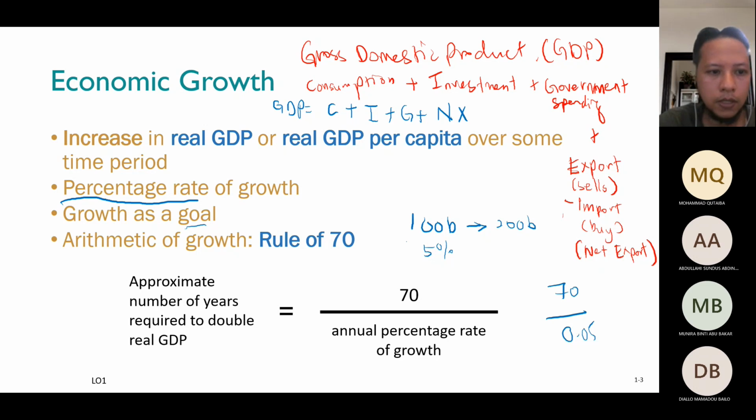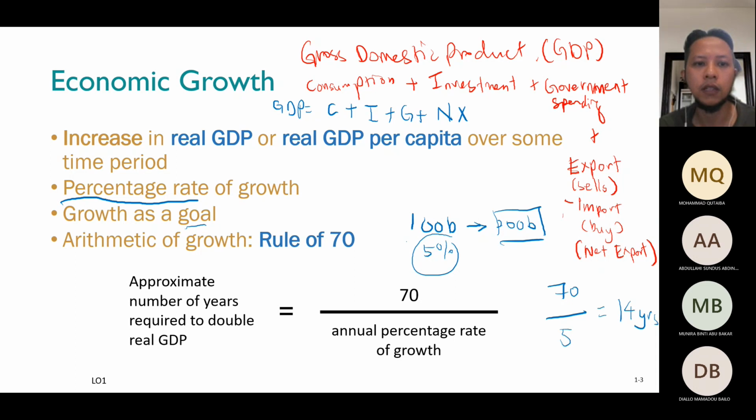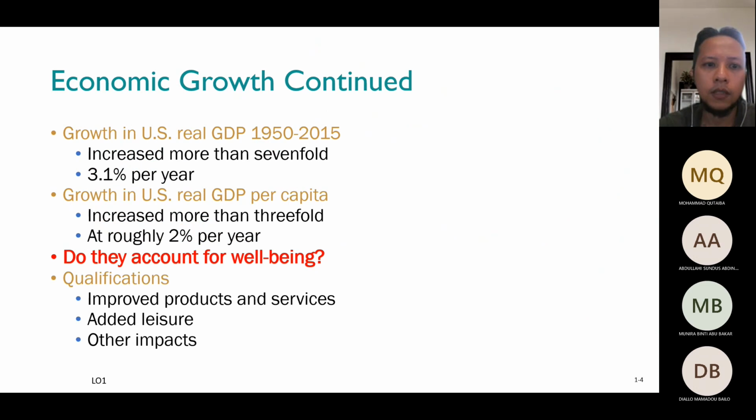For a country that has a growth rate of 5%, they will require 14 years to double their GDP. If they are consistent over 14 years, consistently getting 5%, they will get 200 billion over the 14 years. So this is the rule of 70. It's just something that is good to know.